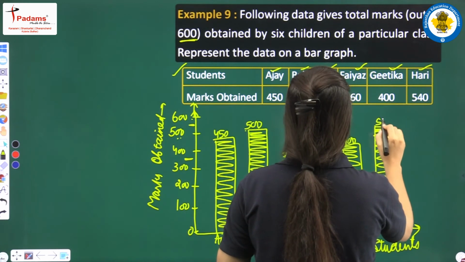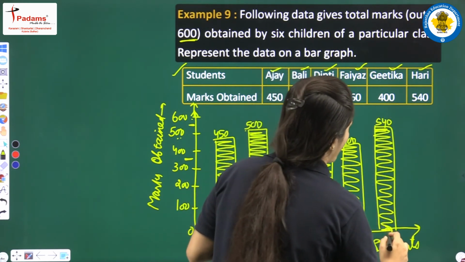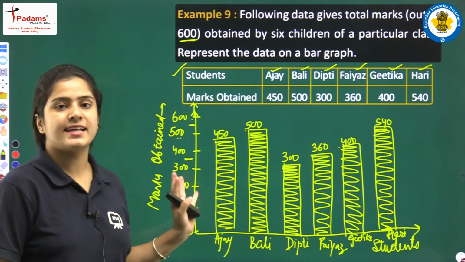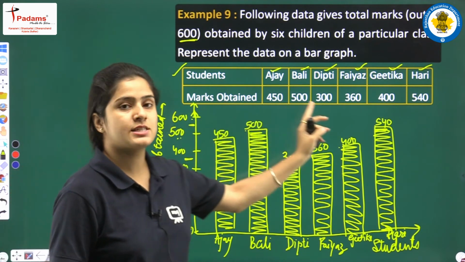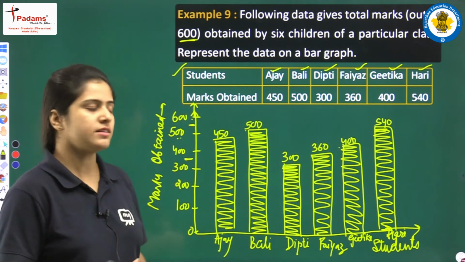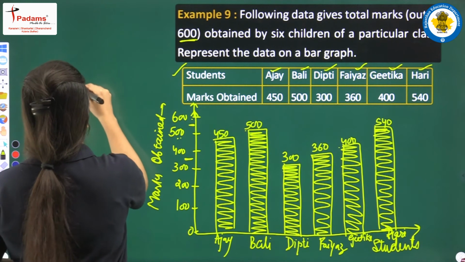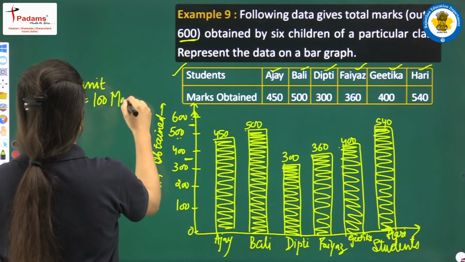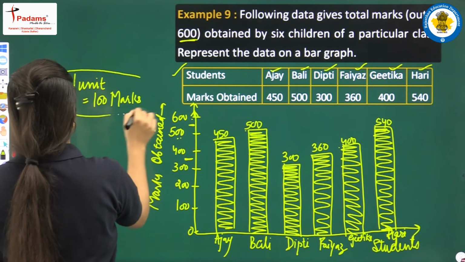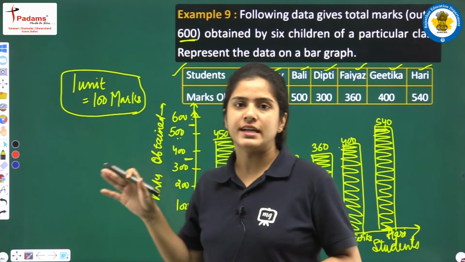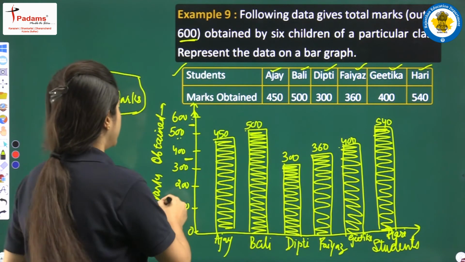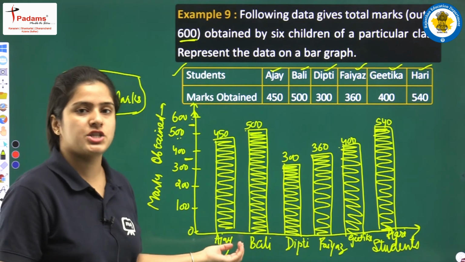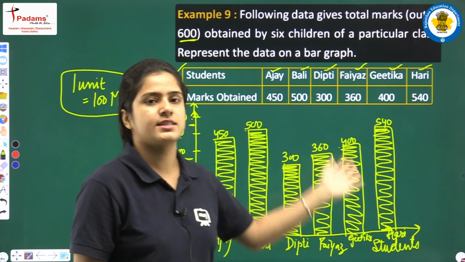Okay, it is 540 and this bar is of Hari. Okay students, so this is the desired bar graph of these particular students out of 600. We have taken the scale: 1 unit is equal to 100 marks. We have taken the marks obtained here and the students here, and the bar shows that Ajay has got this much marks, Dipti has got this much marks, and so on.